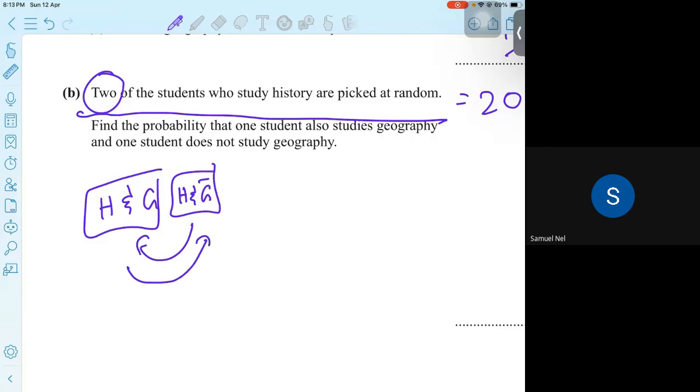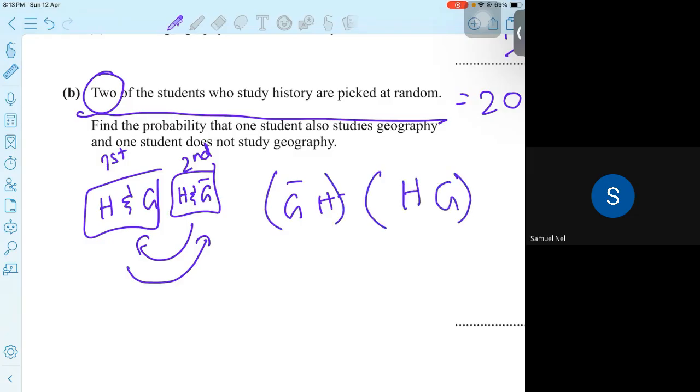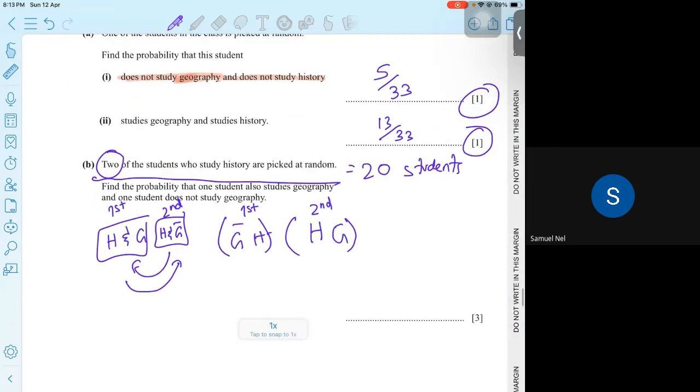The other one is this exact thing, but reversed. Do you get it? The first scenario is where the first student is history and geography, and the second student is only history and not geography. The second scenario is where my first student does not have geography and only has history, and the second student has both history and geography. First, second. So the fun thing that you're going to observe in these questions is the exact same workout repeated twice. So let's see.